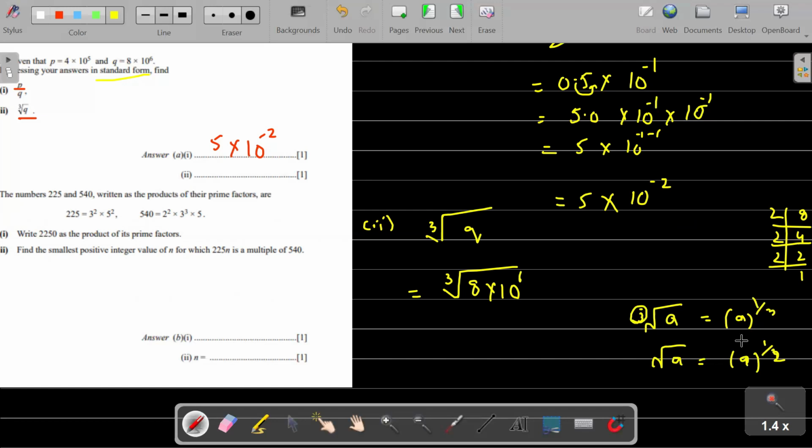Then its value will be 1 by 2. If n value is present over here, then the power of my a will be 1 over n. We will be doing this in indices as well. So here I'm going to find the values. I'm going to split them up, okay?